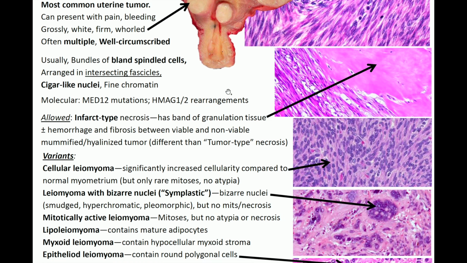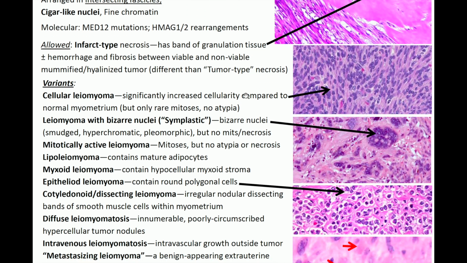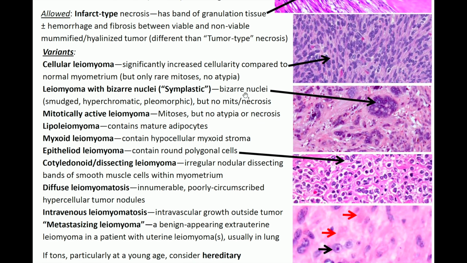You're allowed to see infarct-type necrosis, which has a band of granulation tissue with or without hemorrhage and fibrosis between viable and non-viable, mummified or hyalinized tumor, which is different than tumor-type necrosis. So there are some variants of leiomyoma that you can have.